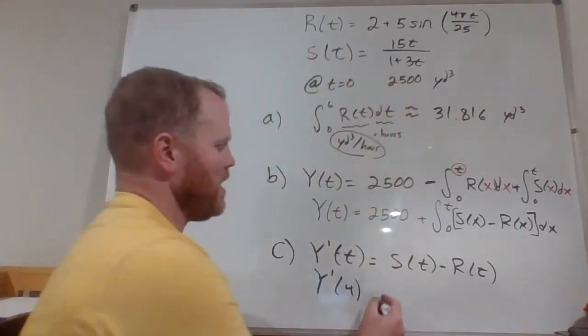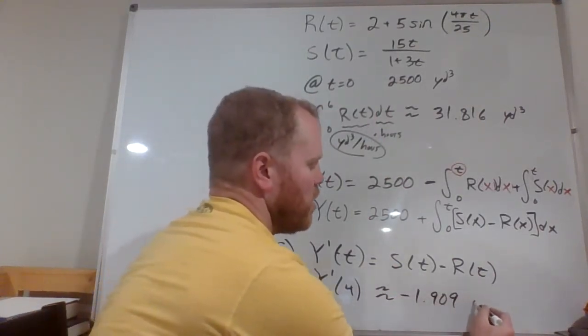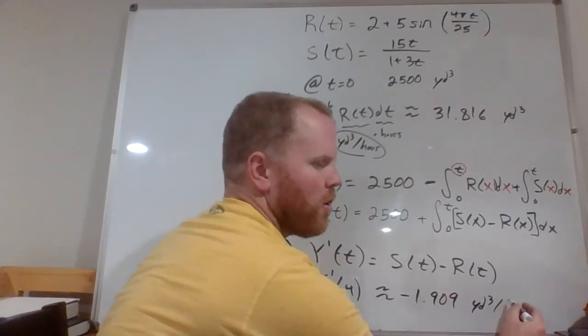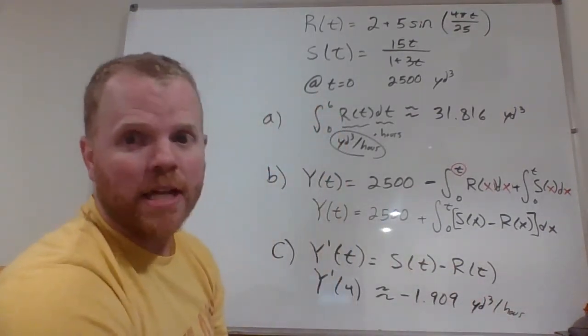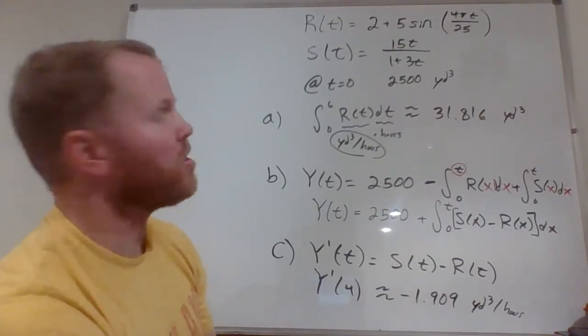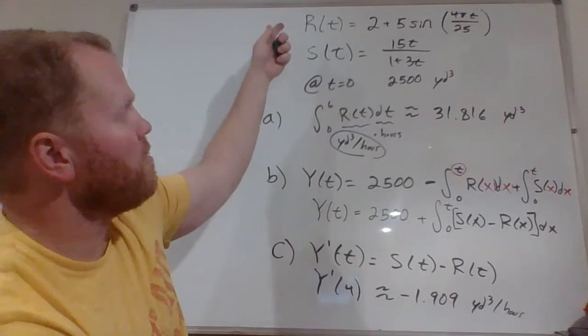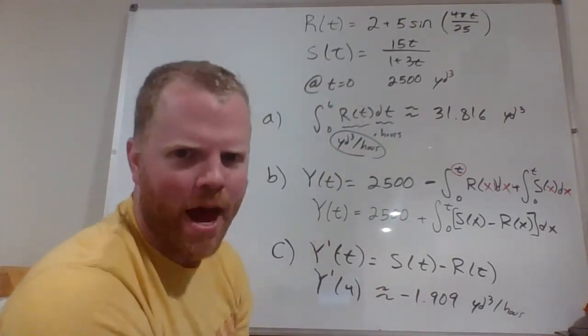And I'm getting negative 1.909 cubic yards per hour. So that must mean we're losing sand because the rate is negative, that the tide is removing sand faster than whatever thing they're using to add sand is putting it back.